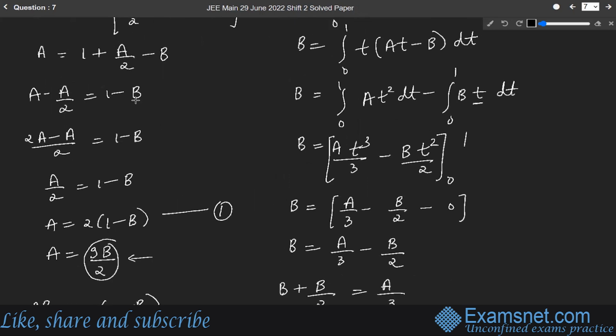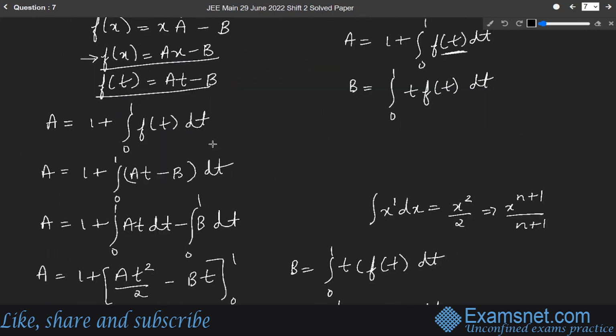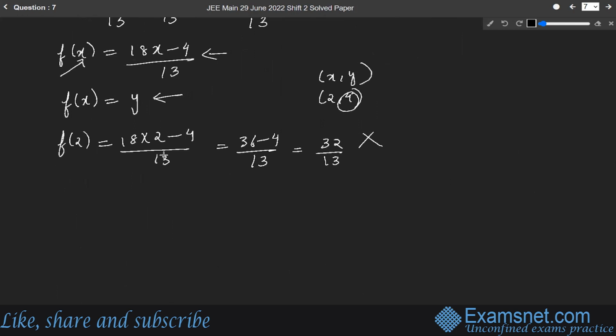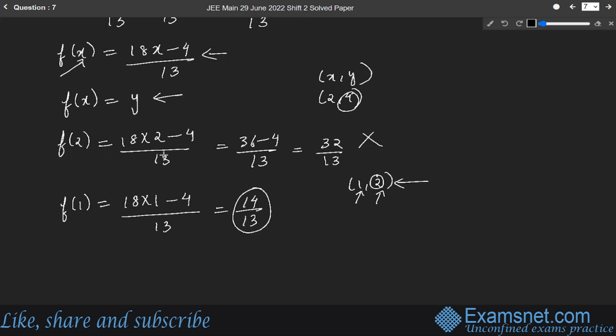Now let us check it with the second option. What is the second option here? 1, 2. So if we check for 1, 2, it means x is equal to 1 and y should be equal to 2. So when x is equal to 1, f of 1 will be 18 into 1 minus 4 divided by 13. 18 into 1 is 18. 18 minus 4 is 14 by 13. Okay, it is not equal to 2. The value we should get is 2, right? When x is equal to 1, y should be 2. But again, y is what? 14 upon 13. You can see that f of x is equal to y, means the value of this should be equal to y. But here y is 14 upon 13. So this option is also not correct.